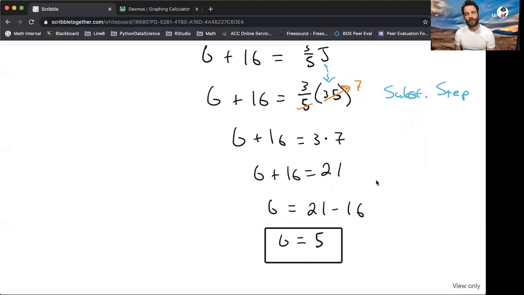In the next video, I'm going to show you how to check your solution, both symbolically and graphically.